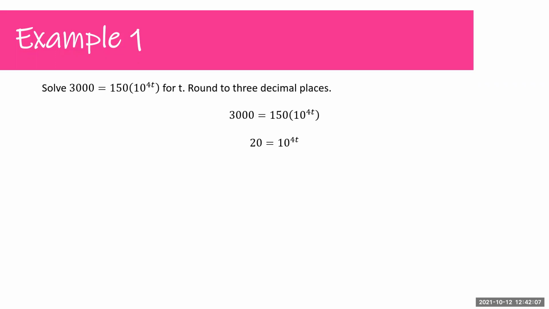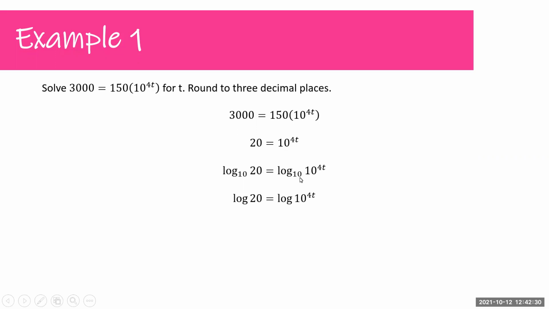Now we need to take a log on both sides. So we say, okay, well, log base 10 of 20 equals log base 10 of 10 to the 4t. As long as we do it to both sides, we'll be good. So remember that log base 10 is going to give us the common log anyway. We chose 10 here because it's 10 to the here.